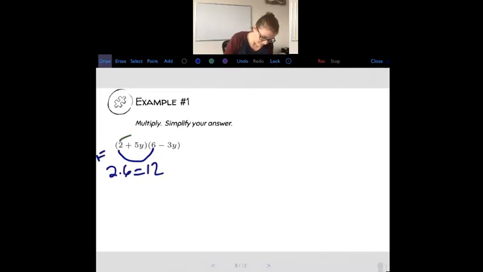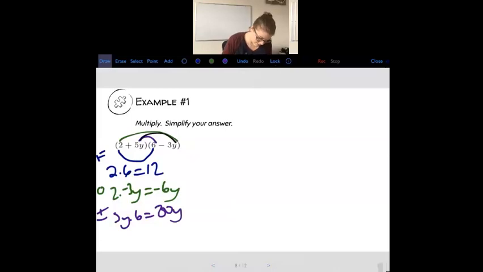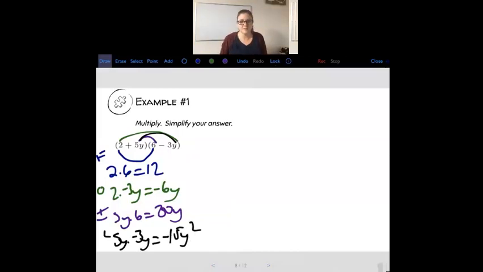Outside would be the two outside terms, so 2 times negative 3y, which is negative 6y. Inside, 30y, and then our last two terms would be 5y times negative 3y, which is negative 15y squared. Okay, so what you would do is then combine all of these to get your final answer. I typically write the powers in descending order, so this would be negative 15y squared. Combining these two is 24y plus 12.